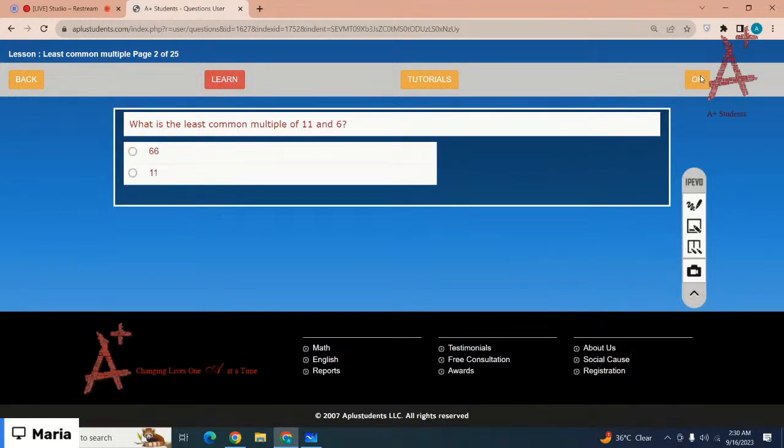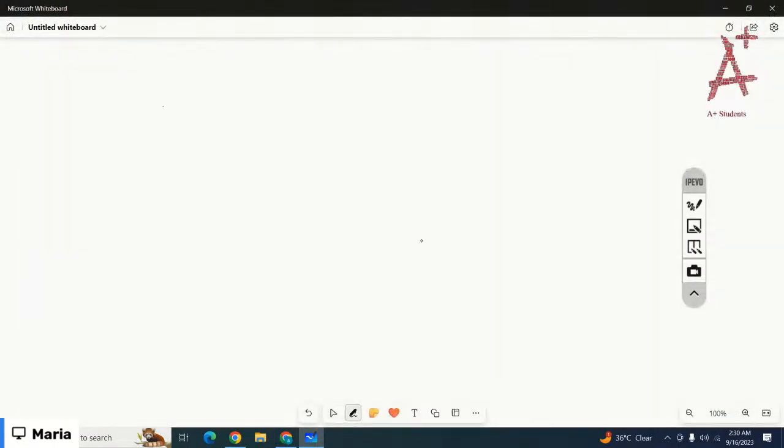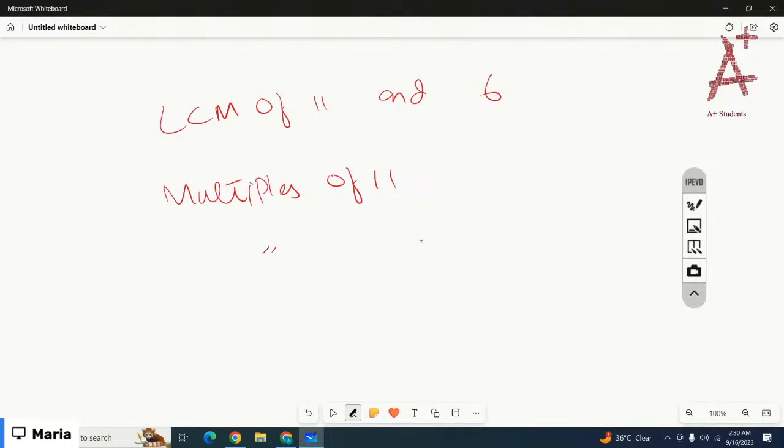Okay, the next one is what is the least common multiple of 11 and 6? Let's just write down the multiples of 11 and multiples of 6. 11 times 1 is 11, 2 is 22, 3 is 33, 4 is 44, 5 is 55, and 66.